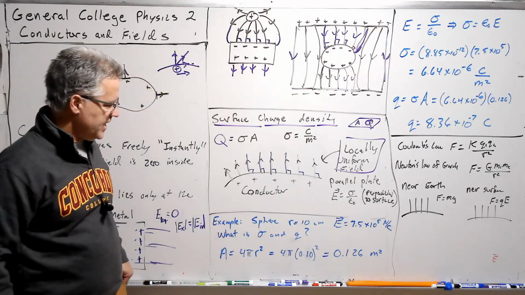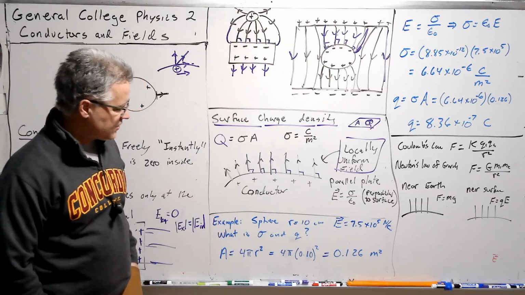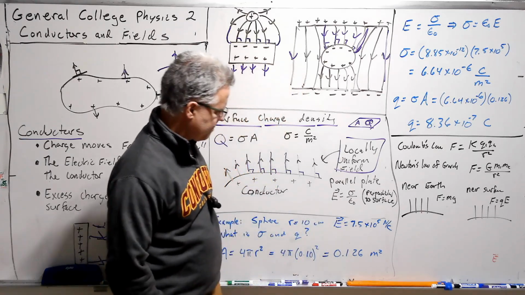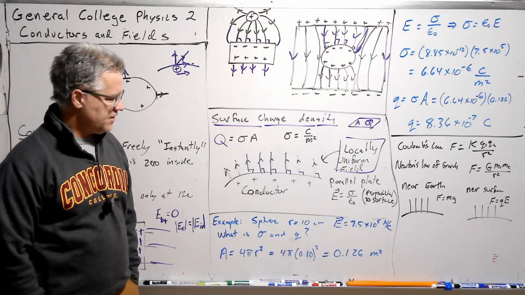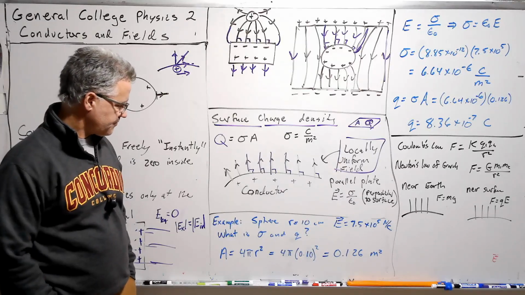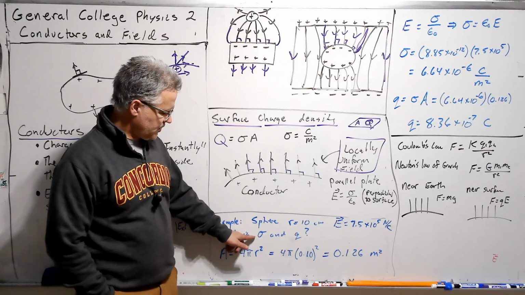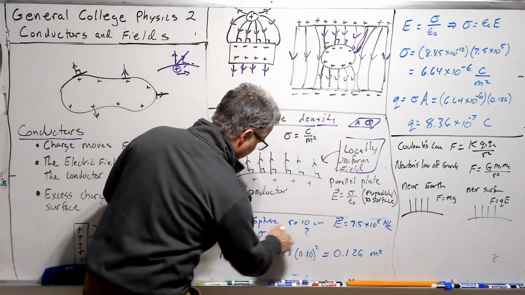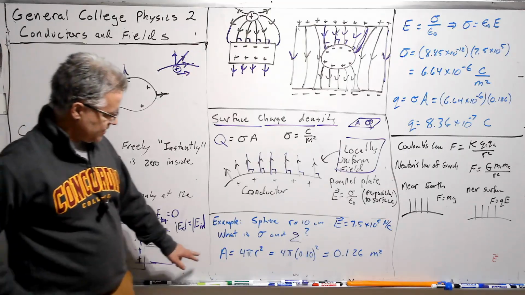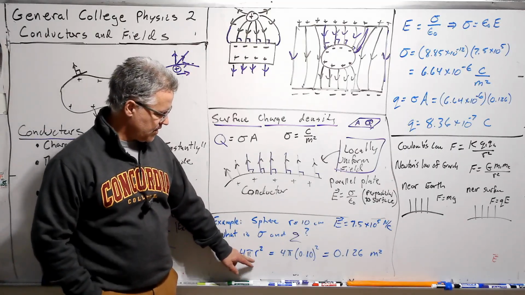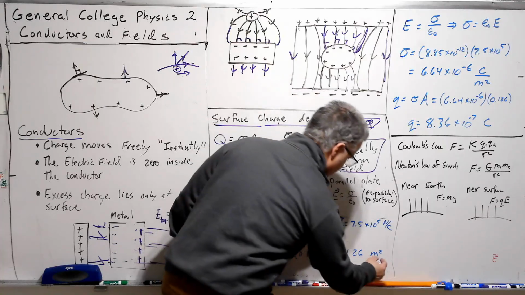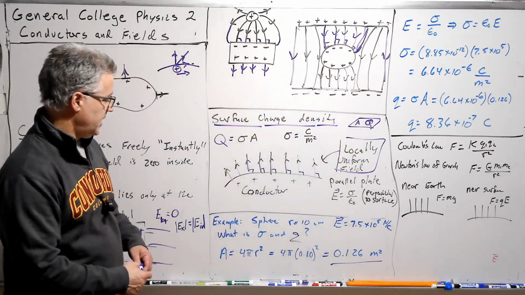Let's say we have a sphere of radius 10 centimeters and an electric field of positive 7.5 times 10 to the 5 newtons per coulomb. So that means directed outward from the sphere. What is the surface charge density and what is the total Q? I'll just leave it as Q, I guess. Okay, so the area of a sphere, 4 pi radius squared. Turn our radius into meters, and we get the total area of the sphere. So that's one component we're going to need.